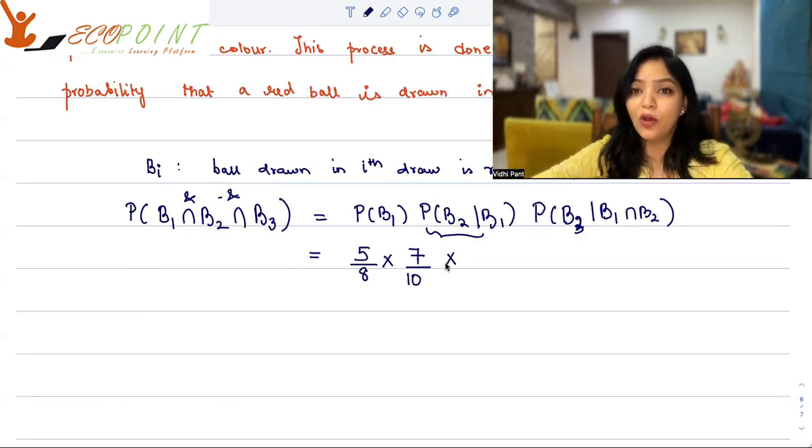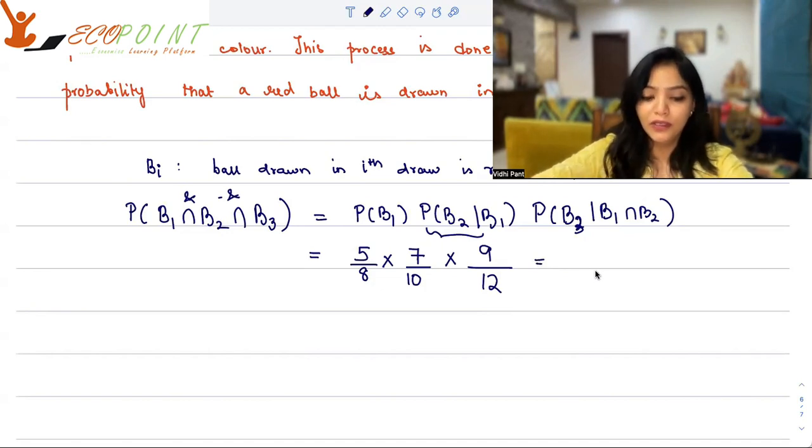Now, due to the occurrence of B1 and B2, I've already added so many balls, right? So in total, I right now have 10 balls. Okay. But now again, since I took out a red ball, I'll be putting in 2 more red balls. So this time the total number of balls will be 12. When I'm taking out the third time, the total number of balls is 12 and the total number of red balls is 9. So this will be your probability, and this is the multiplication rule. This probability will turn out to be 21 upon 64.